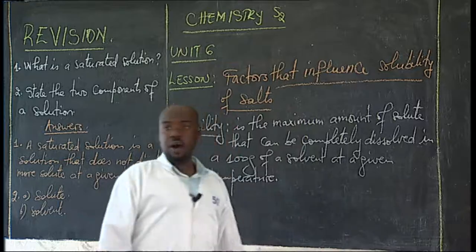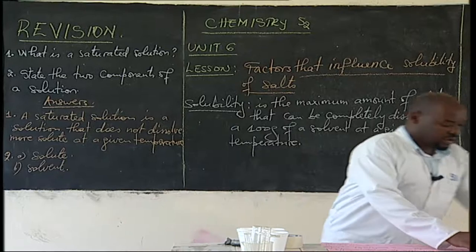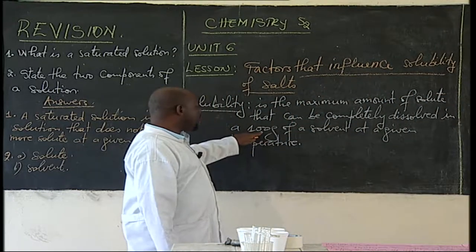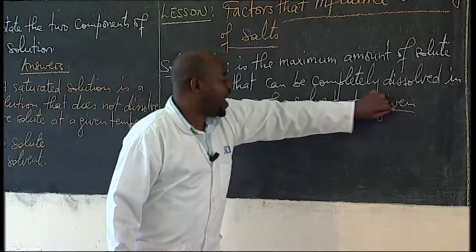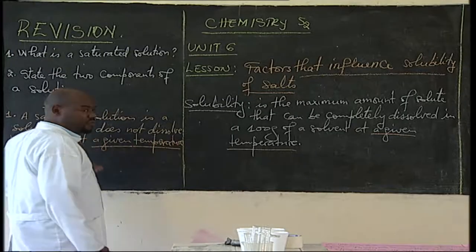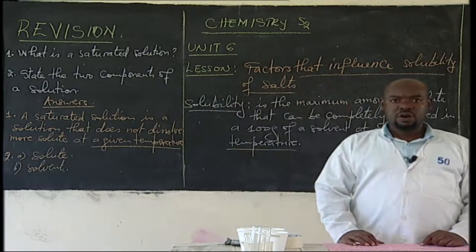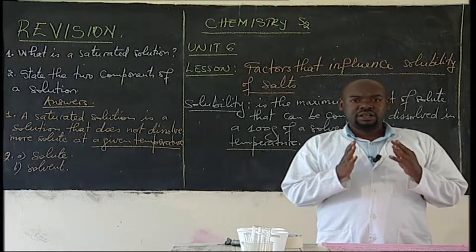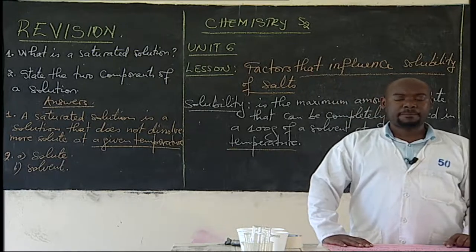Good. Now I have a question for you. Here we are saying that it is the amount of solute that can be completely dissolved in 100 grams of solvent, but we add at a given temperature. Even here we have added at a given temperature. Why do we always consider solubility at a given temperature and make clear the particular temperature under which we are working?